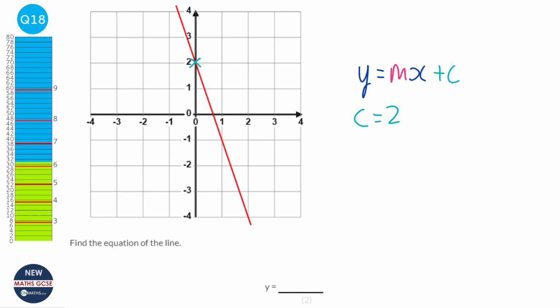Now to find the gradient, we need to find 2 coordinates that we know, and preferably next to each other. So I'm going to pick the y-intercept coordinate, and this coordinate here, we know what that is. The definition of the gradient is, for every one we go to the right, how far up we go. Well, here we actually go down, so we're technically going -3 up. So the gradient is -3 because it's gone down 3. So our equation is y equals -3x plus 2.